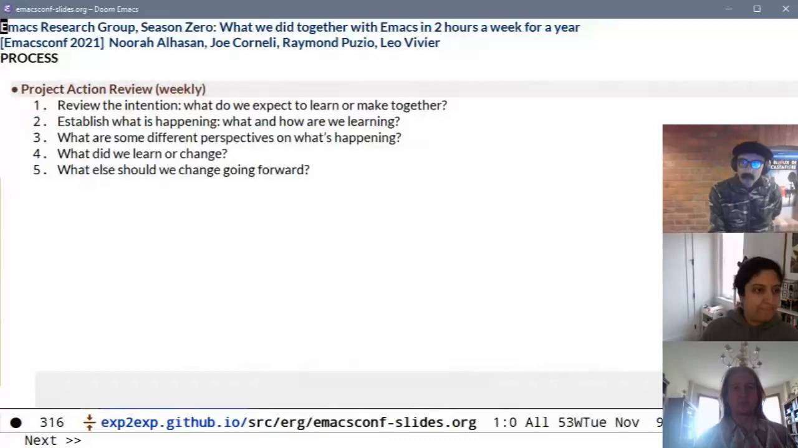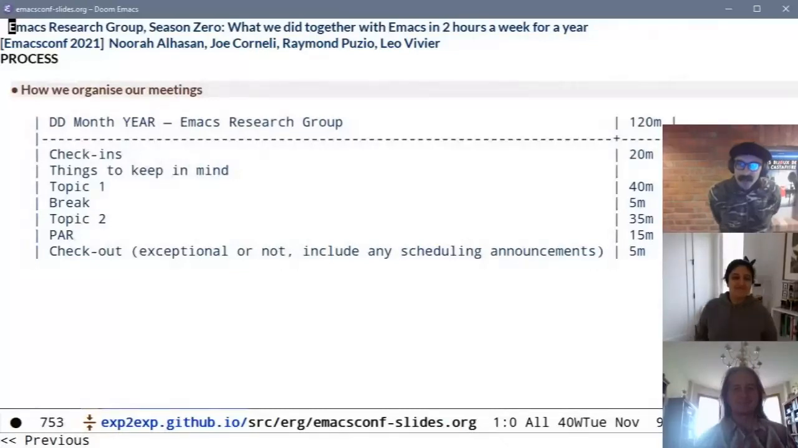So just to say a little bit more about the timetable, if you could go back. The meetings are generally following a structure as we have up on the screen of informal check-ins followed by any announcements, and then two topics, at most two topics, with a break in the middle. The whole thing takes about 2 hours, and we meet weekly, and the consistency of these meetings is really important for how the group works.